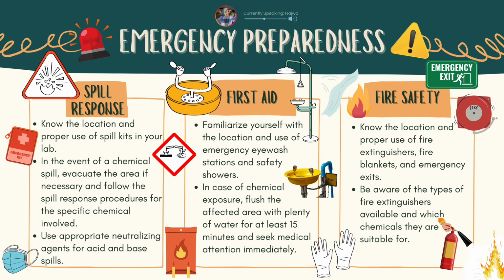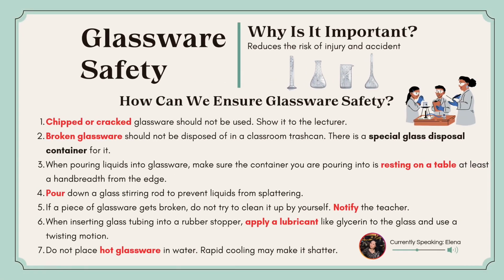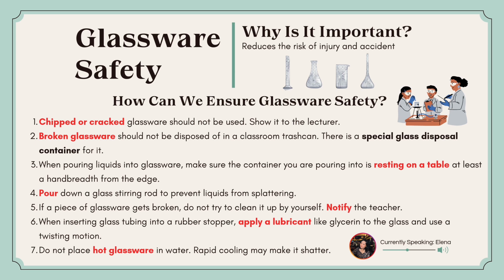Thirdly, fire safety. We need to know the location and proper use of the fire extinguisher, fire blankets, and emergency exits. We need to be aware of the types of fire extinguisher available and which chemicals they are suitable for. Why is glassware safety important? Because it reduces the risk of injury and accident.